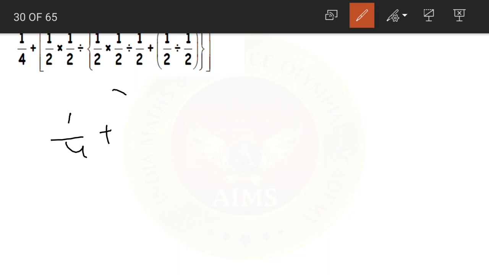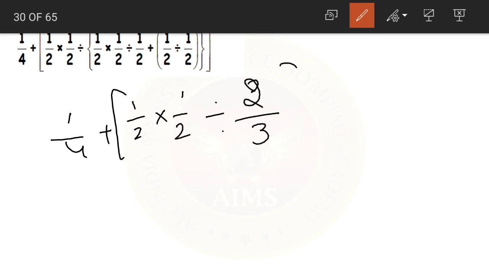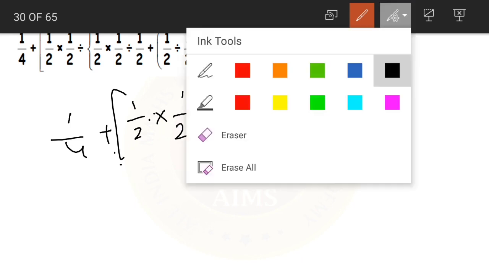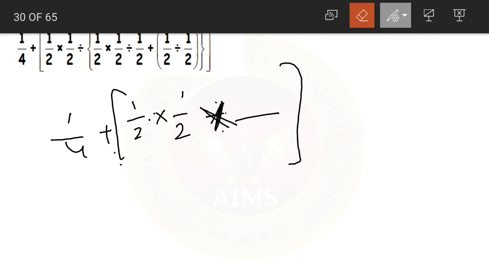So 1 by 4 plus square brackets 1 by 2 into 1 by 2 divided by, what did we get? We got 2 by 3 from the curly brackets. Sorry, we got 3 by 2. I'm so sorry. We got 3 by 2 from the curly brackets. Now again inside these square brackets we are having division, multiplication and division. First we should divide. Yes. So the division becomes multiplication, and what, students, we write the reciprocal of the divisor. 3 by 2 becomes 2 by 3.